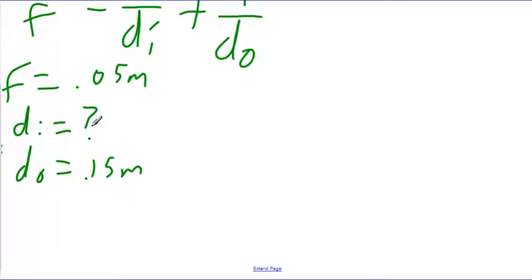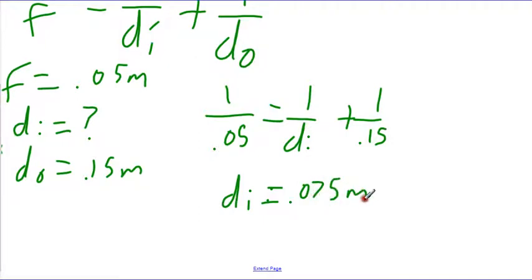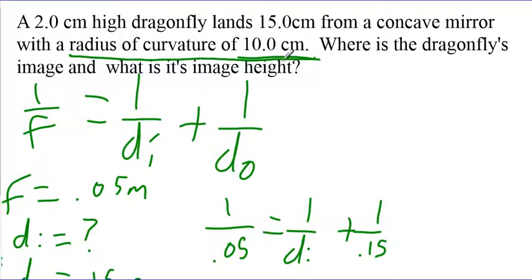And so, all we need to do is plug it into our equation. So 1 over 0.05 is equal to 1 over di plus 1 over do. When you work this out, you should get 0.075 meters. There you go. So you want to double check my work, and then from there, you'll want to see if you can find the image height using the magnification equation. We're going to go and move on for the video.